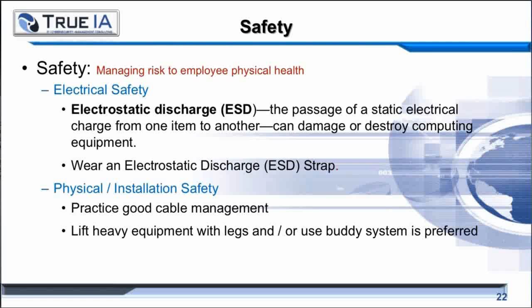Next is general environmental safety. Managing the risks to employees' physical health is as important as managing the risk to the data. This includes things like electrical safety and protecting against electrostatic discharge, as well as the physical and installation safety. You can add to this by always using the buddy system when you lift heavy objects and lifting with your legs and never your back. Also, by practicing good cable management to prevent someone from coming through and tripping over a stray cable.